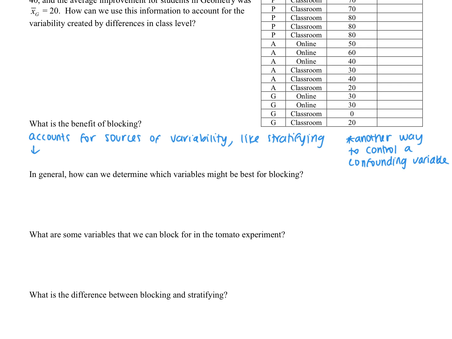Less variability, the reason that's important is if we have less variability, that increases our chances for finding convincing evidence. Like convincing statistical evidence of a difference.